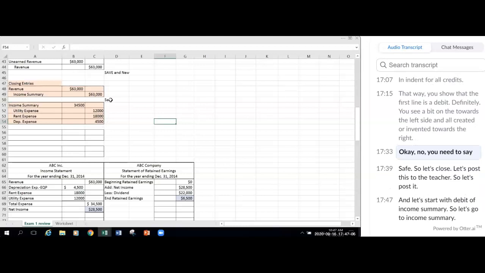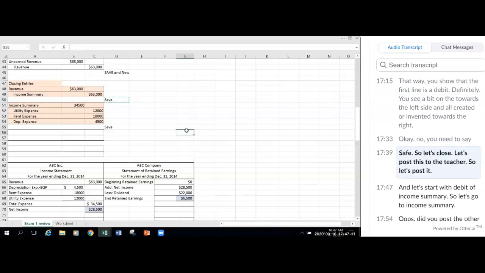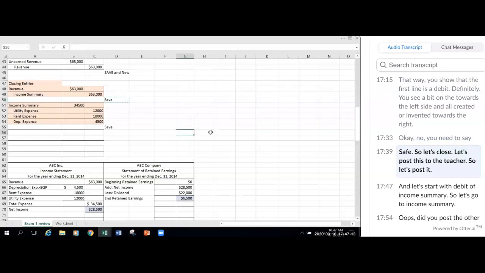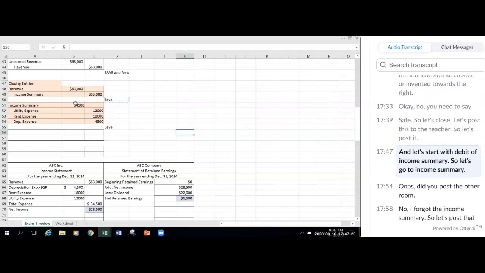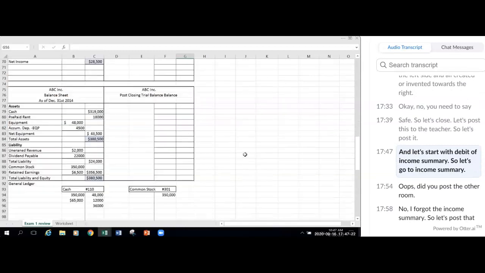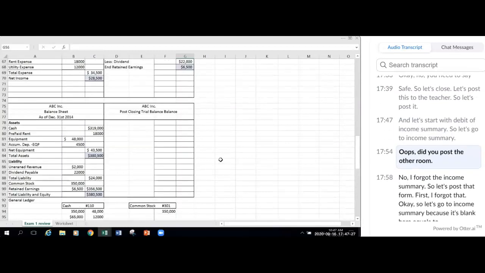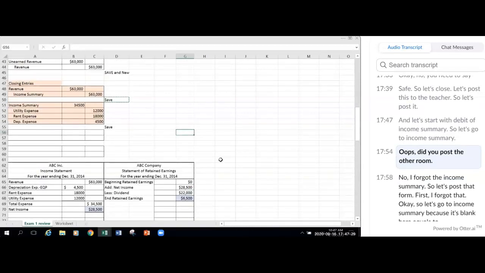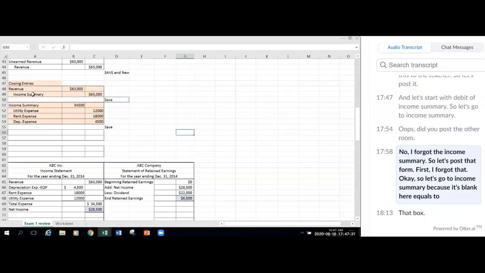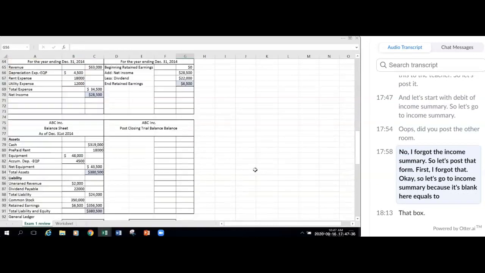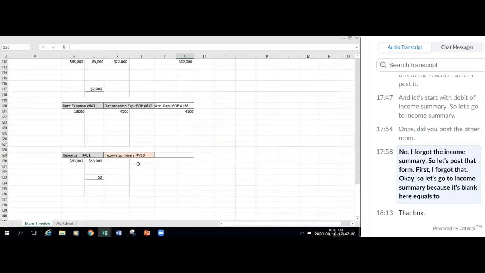Okay, now you need to save. So let's close, let's post this to the T account. Let's start with the debit of income summary. So let's go to income summary. Oops, did we post the other one? No, I forgot the income summary here. So let's post that one first. Okay, let's go to income summary because it's blank.